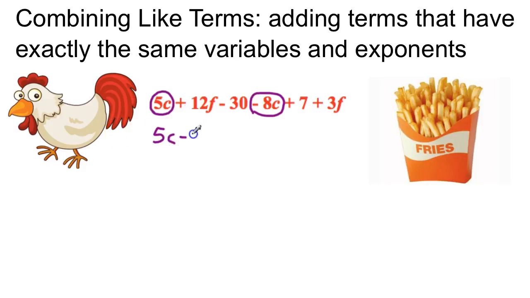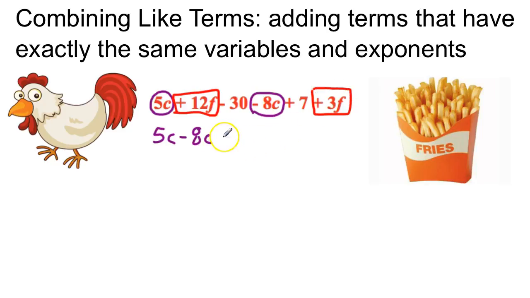5C minus 8C. So those are the C's. Let me do the next one. The next one I have is plus 12F. So if I boxed 12F, minus 30, I don't want that. Plus 7 now. And then I have plus 3F.